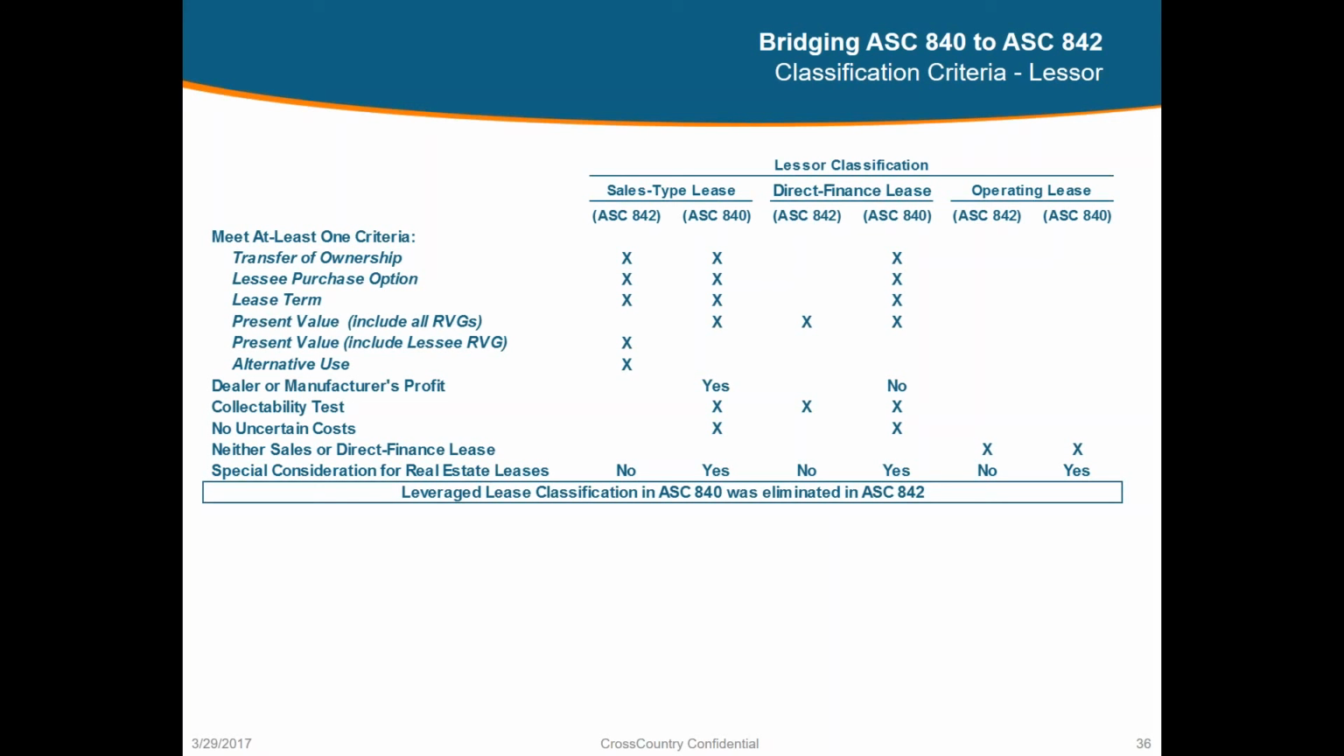Topic 840 includes a no uncertain cost criteria, whereby there could be no important uncertainties surrounding the amount of unreimbursable costs yet to be incurred by the lessor under the lease. This criteria has been eliminated under topic 842. In addition, there are no special considerations for real estate leases under topic 842. And finally, leveraged lease accounting has been eliminated, although the accounting under topic 840 is grandfathered for existing leveraged leases.